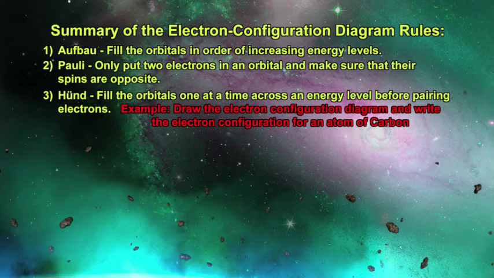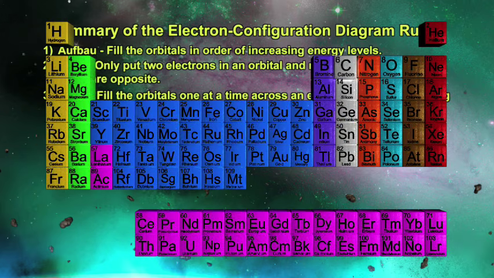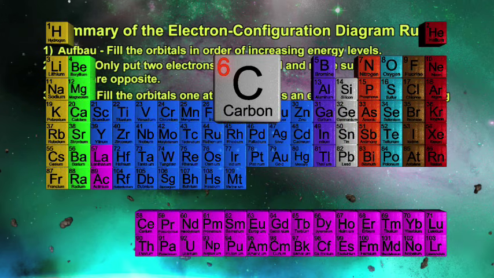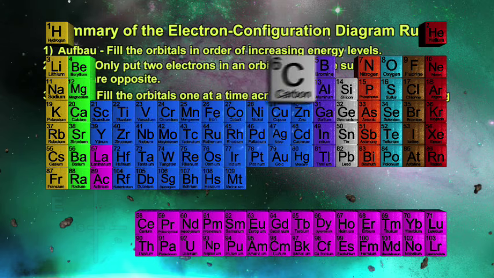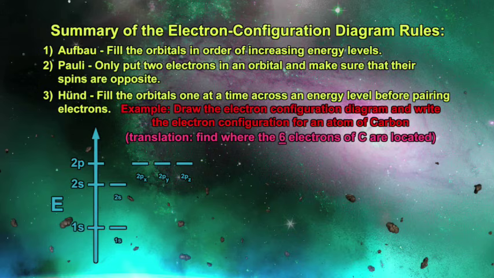To work this example problem, we first need to consult the periodic table to ascertain how many electrons are in a neutral atom of carbon. In the first chapter, we learned how to quickly deduce the number of electrons, and we will need this skill now. The atomic number of carbon is 6. Thus, a neutral atom of carbon has 6 electrons. Therefore, this problem simply translates to finding a home for 6 electrons.